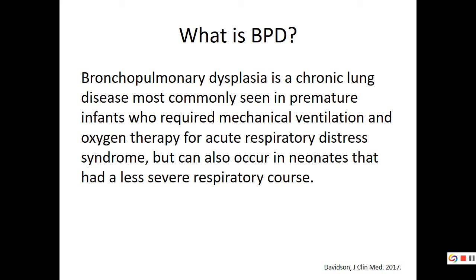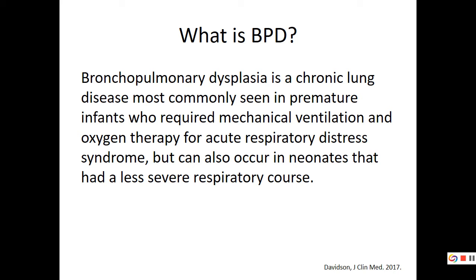Not all babies that develop BPD were on a ventilator, right? Some of them were just on nasal CPAP. So you don't have to be intubated and on a ventilator to develop BPD. And some of them have not that impressive of a respiratory course. Certainly some of the babies are on lots of oxygen in high ventilator settings.